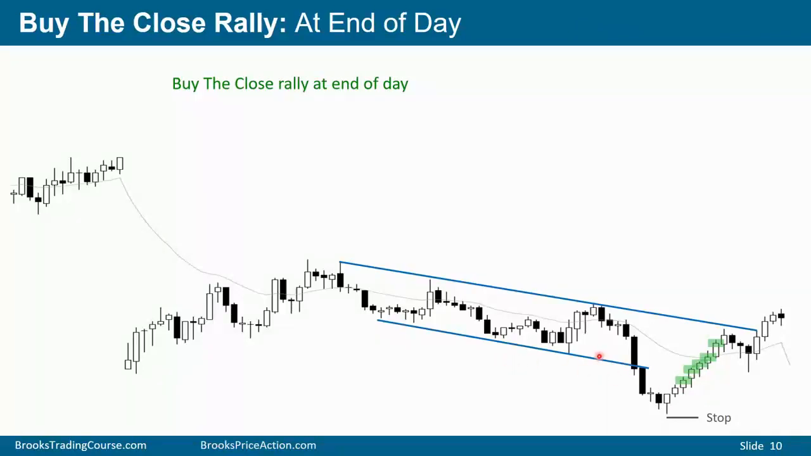We're getting a reversal up from a breakout below a bear channel and below the low of the day. And now we're getting a buy the close rally at the end of the day. Bulls will buy closes. Most bulls will not buy every close, but they'll try to buy at least one close and then either hold until the end of the session or until there's a good reason to exit.